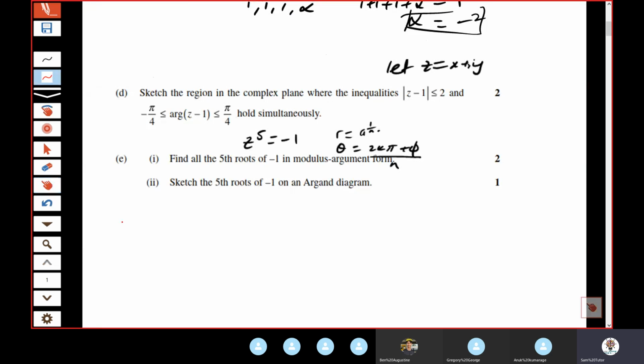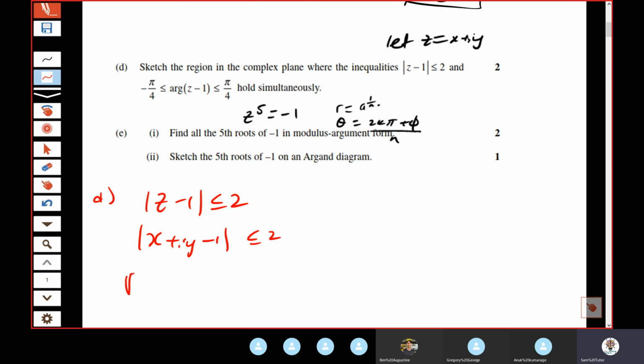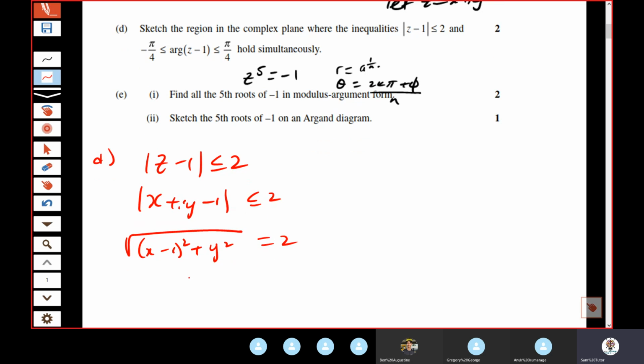All right, here we go. D. Sketch the complex plane. Did anyone realize what the center is or the radius is for this one? That's fine. z is x plus iy. What's the modulus of x plus iy minus 1? Well, that's the square root of x minus 1 squared, real squared, and imaginary squared. And obviously you can all tell right now, it's a circle. What's your center?